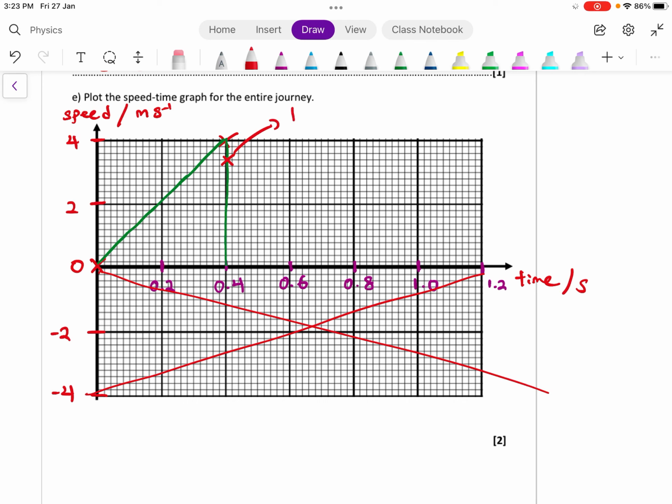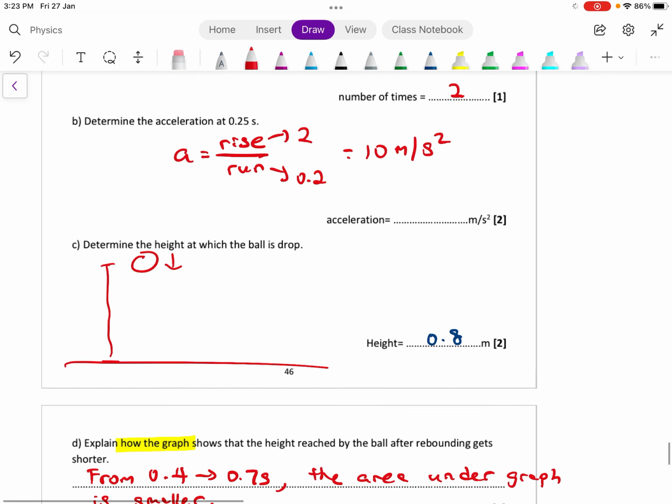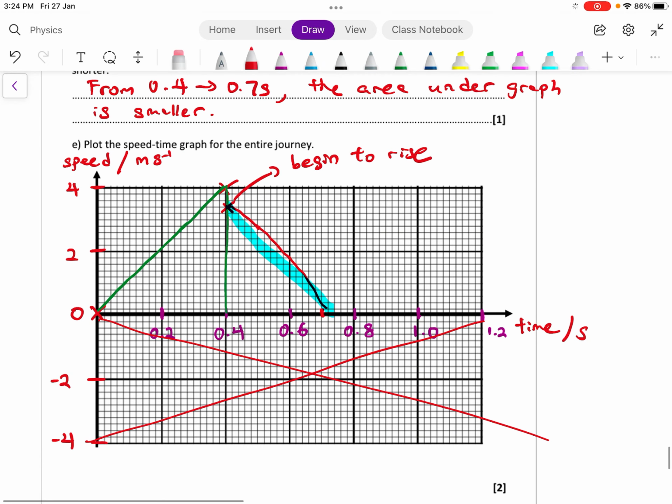This is where you begin to rise. So you rise to 0.7, which is 2, 4, 6, 8, 10 here. You just use a ruler to draw. This part is where you rebound for the first time. After that, you continue on. From 0.7 second to 1 second, you will drop. So at 1 second, you will reach a speed of 3.4 again.